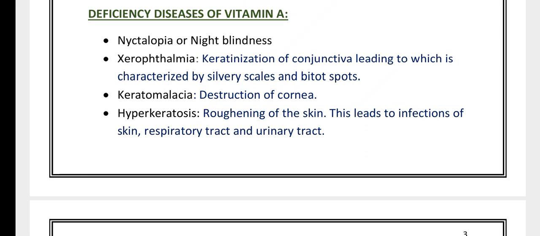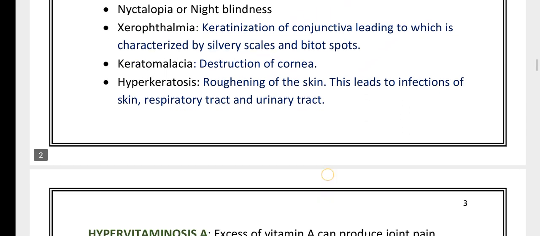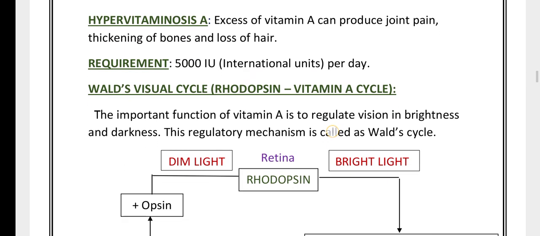And the fourth deficiency disease is hyperkeratosis. Hyperkeratosis is characterized by roughening of the skin. So this roughening of the skin leads to infections of skin, respiratory tract and urinary tract. So the next disease is hypervitaminosis A. This disease occurs due to excess of vitamin A. This excess of vitamin A can produce joint pain, thickening of bones and loss of hair. So the daily requirement of vitamin A is 5000 international units.